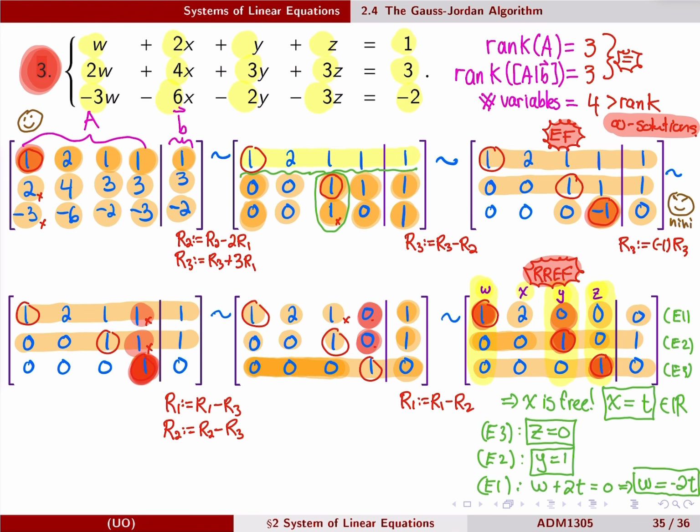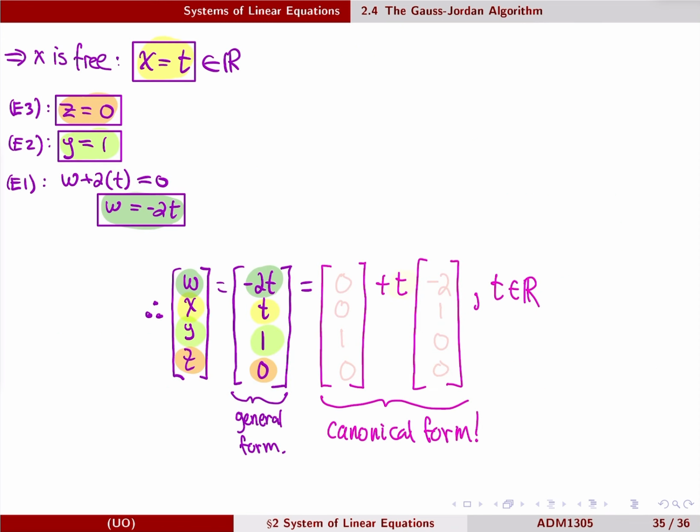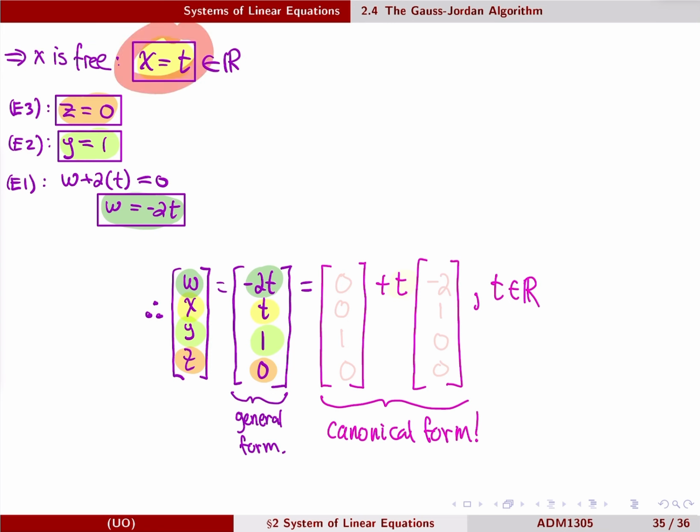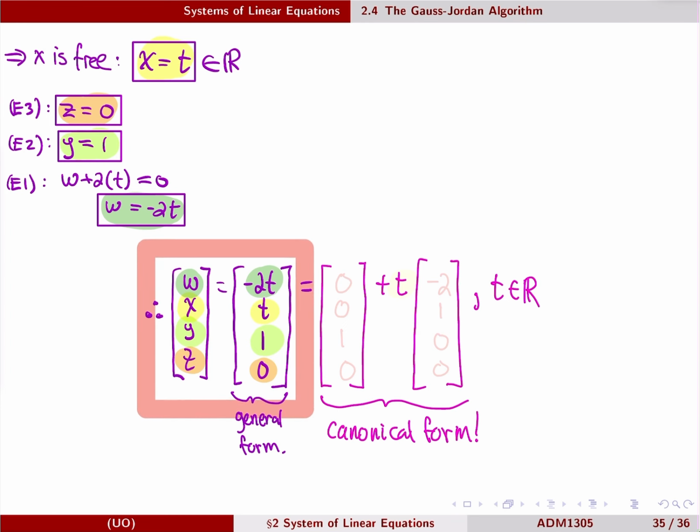What we can do now is assemble these variables and write the general solution in general form. So we're going to bring this together. I rewrote everything for you on the next slide here. So my free variable x is t, z is 0, y is 1, and w is minus 2t. The first thing I'm doing is assembling everything: w, x, y, z are minus 2t, t, 1, and 0.